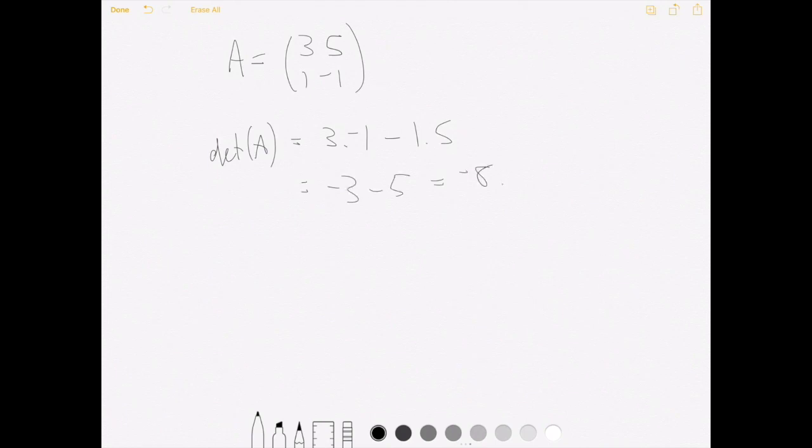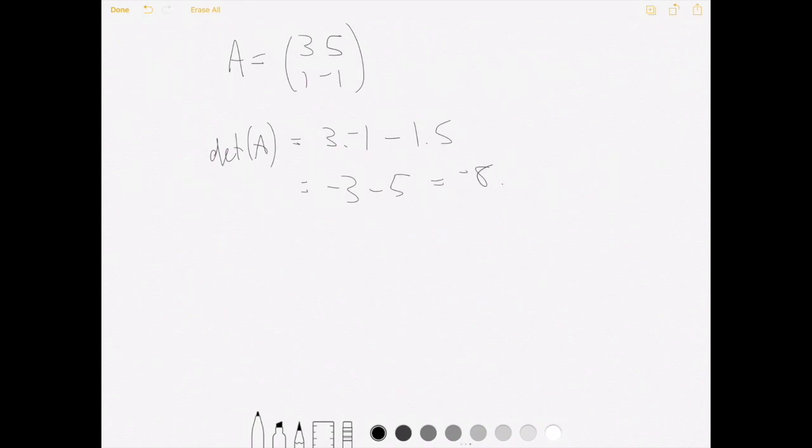Okay, so let's just look at a quick example. Suppose A equals 3, 5, 1, minus 1. Then the determinant of A is just 3 times minus 1 minus 1 times 5, which equals minus 3 minus 5 equals minus 8.